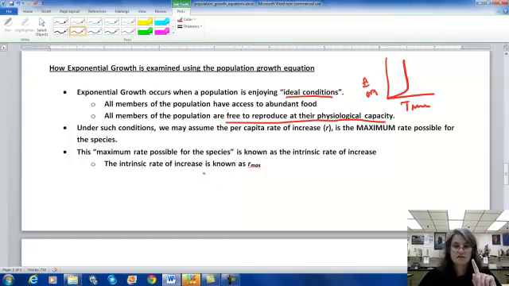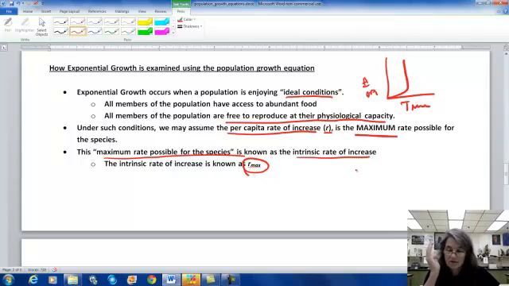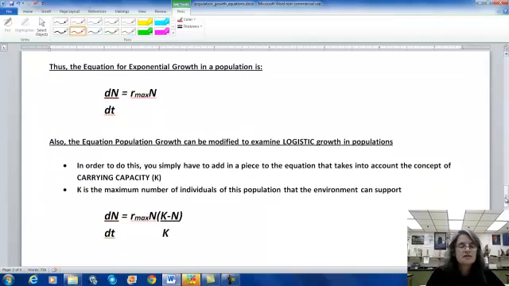Now, under such conditions, we assume that the per capita rate of increase, the little r, is the maximum rate possible for the species because it's ideal conditions. So they're just going to reproduce as fast as they can. This maximum rate possible for the species, known as the intrinsic rate of increase, is labeled as r max. So we just add a little max to the r. This is saying we're reproducing as fast as we can for this particular species. So now all we've done is alter the equation to tell us what exponential growth is going to be in the population. Instead of just any old r, we put in the maximum rate of growth possible for this species. And that is our equation that will help us work with exponential growth modeling.